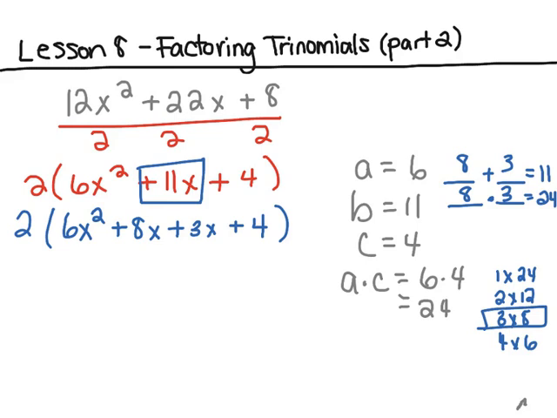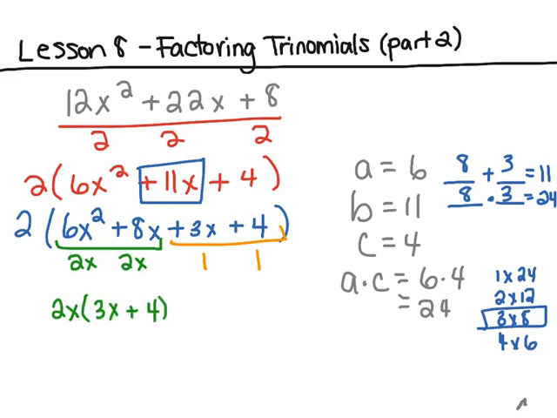Now you're going to split it into two groups. So first group and your second group. The common factor between the first group is a 2x. And the common factor between the second group is just 1. There's nothing in common aside from 1. When we factor out a 2x, we are left with 3x plus 4 in the brackets.